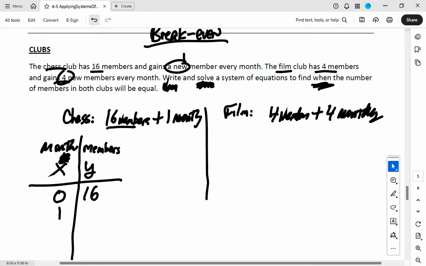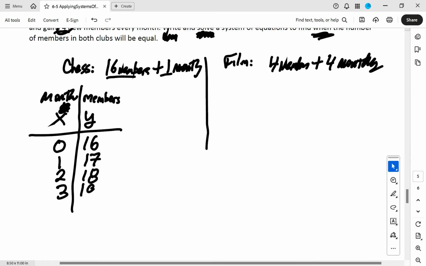When there's 1 month that's gone by, we're adding 1 to it, so it's 17. Okay? And then when we get to 2 months, well, how did we get that 17? We did 16 plus 1, but then we'll add 1 more, and we'll make the 18 here. At 3 months, the 18 becomes 19. Well, what if it's X months?